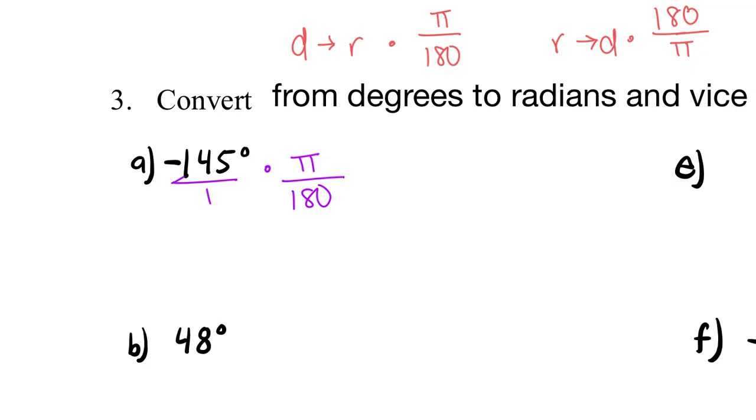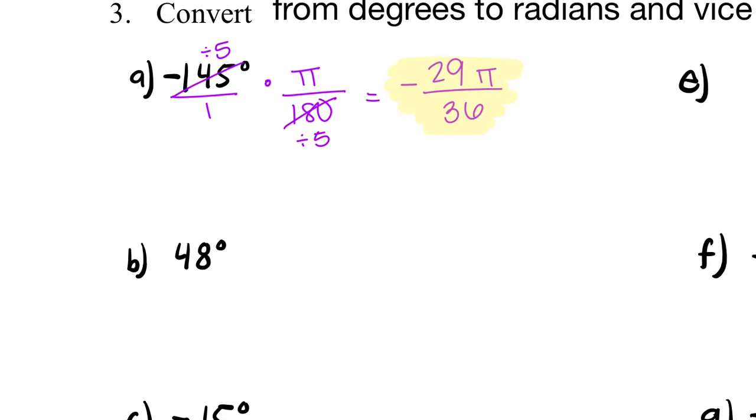I know 5 can go into 145 and 180. So simplifying this, I'm going to get negative 29 pi over 36. And I can't do anything else. It's simplified as simple as it can be, and this would be my answer. Keep in mind it is in radians, so do not add that degree sign.